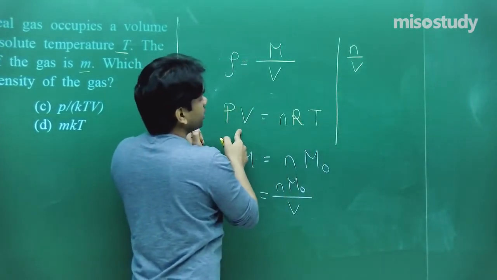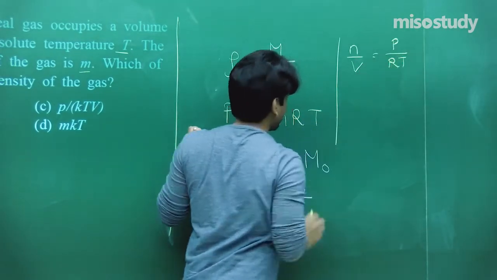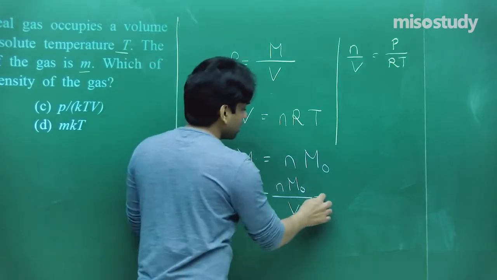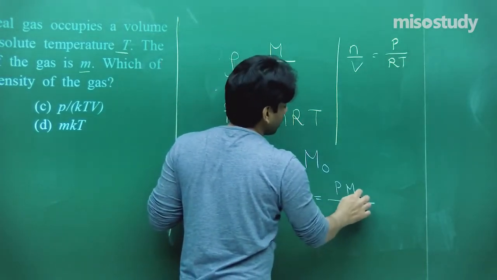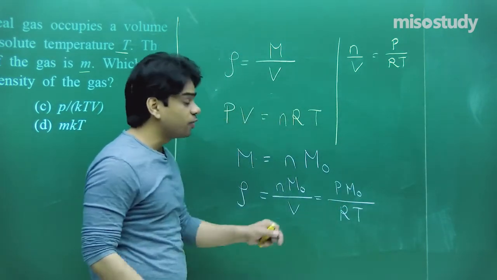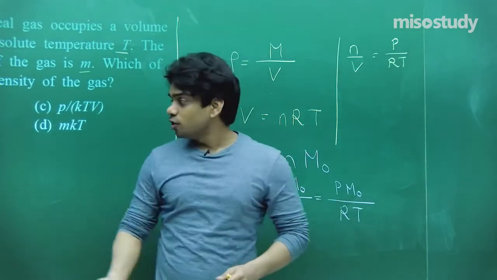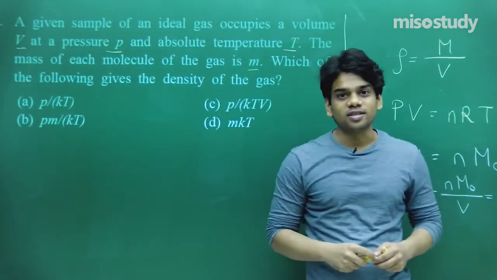You see n by V is equal to P by RT. We can represent it in this way, n by V. Now substituting here, if we place n by V as P by RT, so P m naught divided by RT, we are getting this value of density: pressure into molecular weight upon RT. Still no value matches. Here you see K is given as the Boltzmann constant.